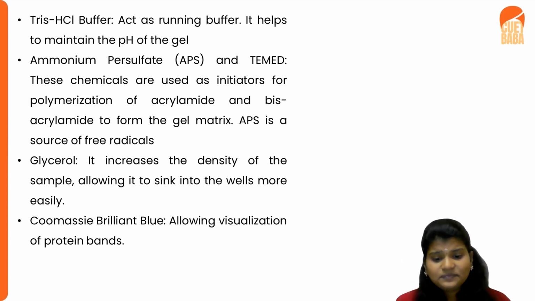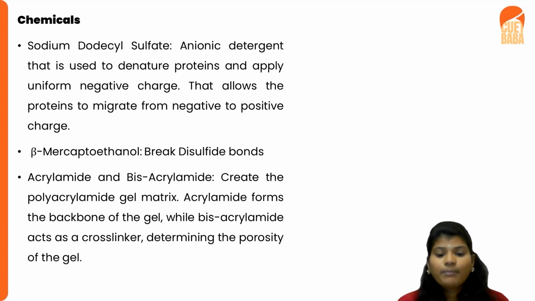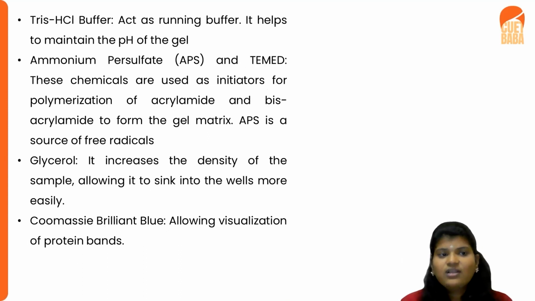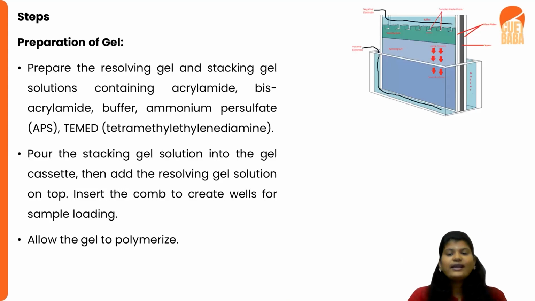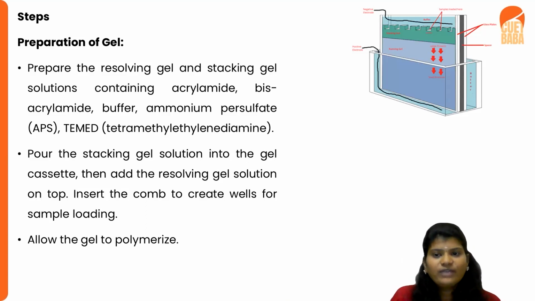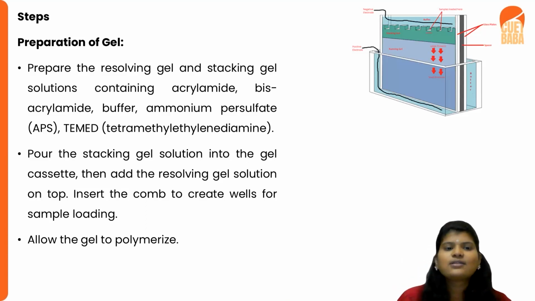Okay, so what are the chemicals required for this SDS page? Sodium dodecyl sulfate, beta mercaptoethanol, acrylamide, bisacrylamide, glycerol, tris HCl, ammonium persulfate, TEMED, and Coomassie brilliant blue. So these are the chemicals required for running the SDS page. And the steps are also different. For preparation of gel, in agarose gel electrophoresis, only agarose is the medium. But for SDS, two media have to be prepared. One is the resolving gel and the other is the stacking gel.